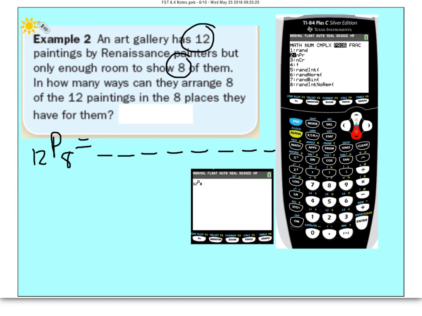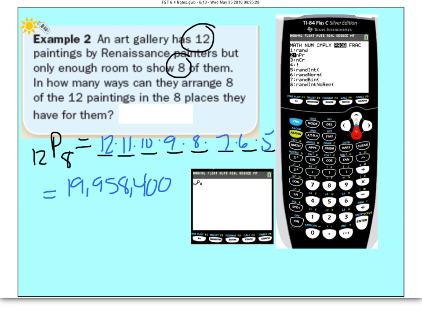If you do the spaces method, we're going to have 12 choices. Once you hang up one picture, it's not going to be available, so we're down to 11. And we go all the way down to 5. If you compute this out, you're going to get that there are 19,958,400 ways to actually hang these paintings.